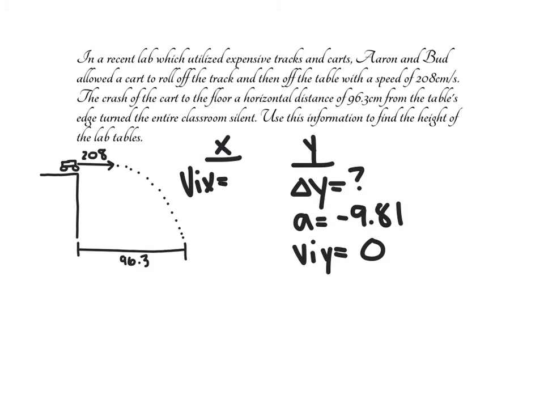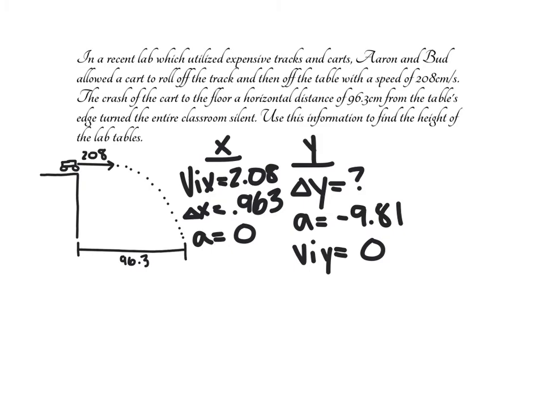In the x direction, I know that my initial velocity is 208 centimeters per second. I don't want that in centimeters per second, so I'm going to move the decimal over 2 spots to the left so that it is 2.08, and that is meters per second now. I know my change in x, they tell me it's 96.3 centimeters. I want it in meters, so I'm going to say it's 0.963 meters. I know the acceleration is 0.